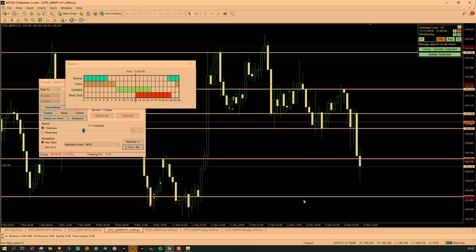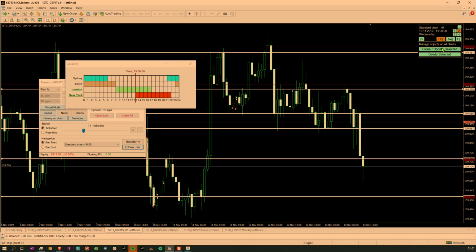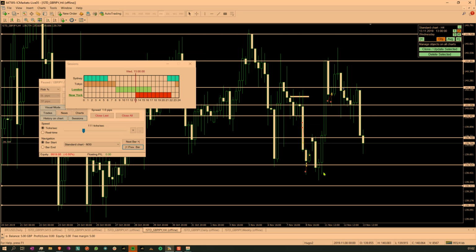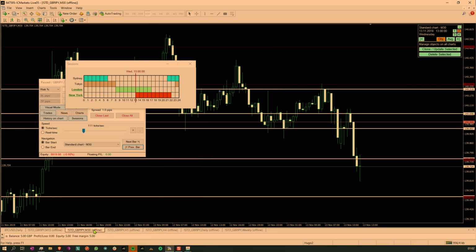Well, the 4 hour, yeah, it's looking pretty bearish. Bullish engulfing, bearish engulfing, bearish, bearish, bearish. This is the no candle.